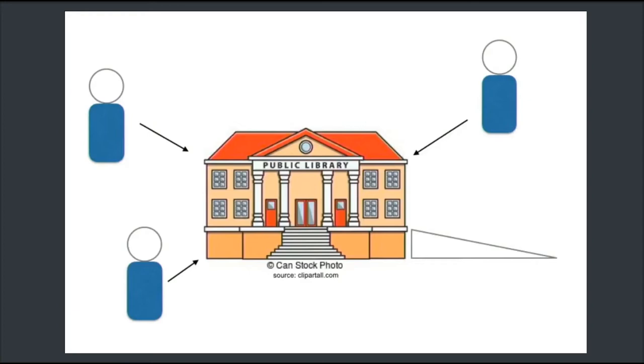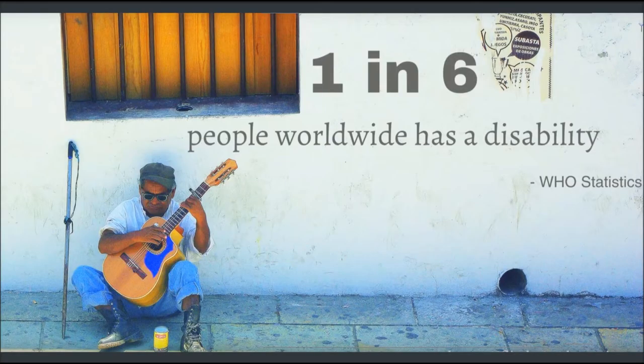We need to apply the same for the web, so everybody is able to access our information and our knowledge. It is a mistake to think that a small number of people are disabled nowadays. In safe countries like Europe and the United States, maybe, but statistics say that worldwide the number is much bigger. Basically every sixth person on the planet is disabled. So we really need to think about and consider those people.